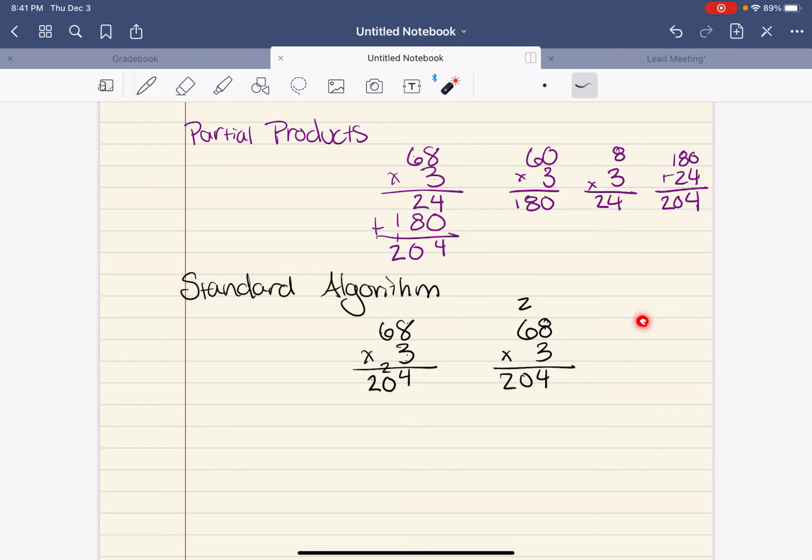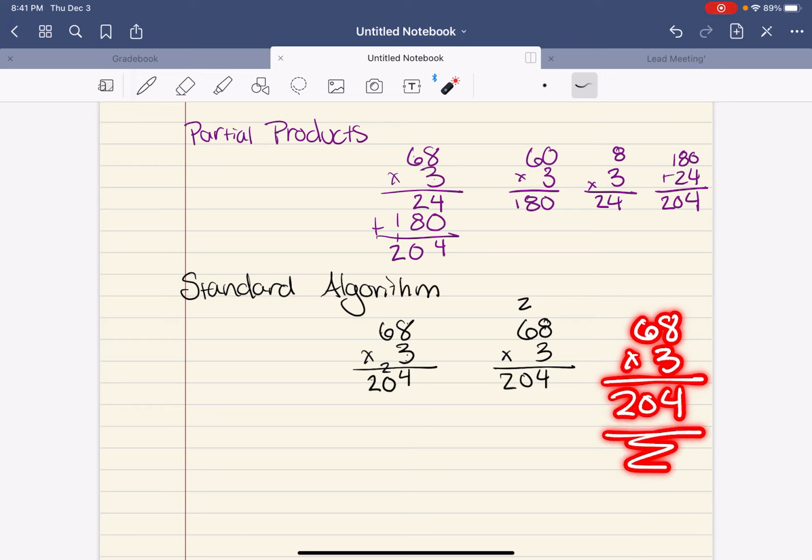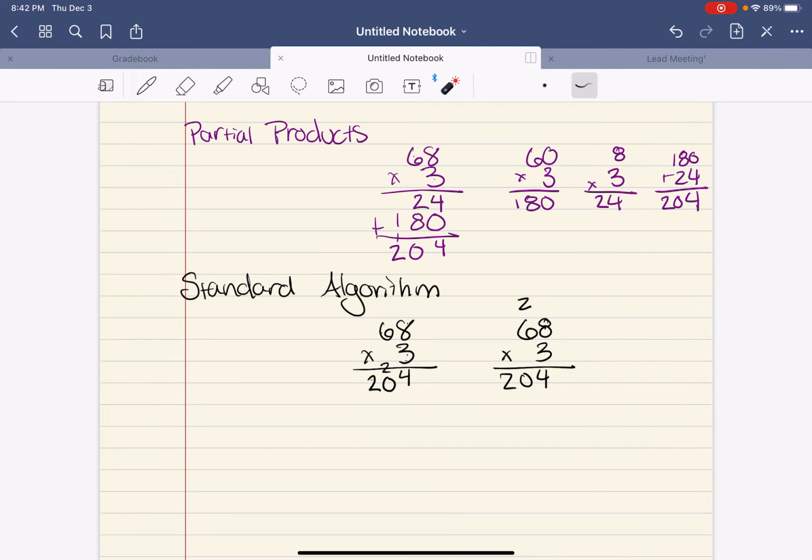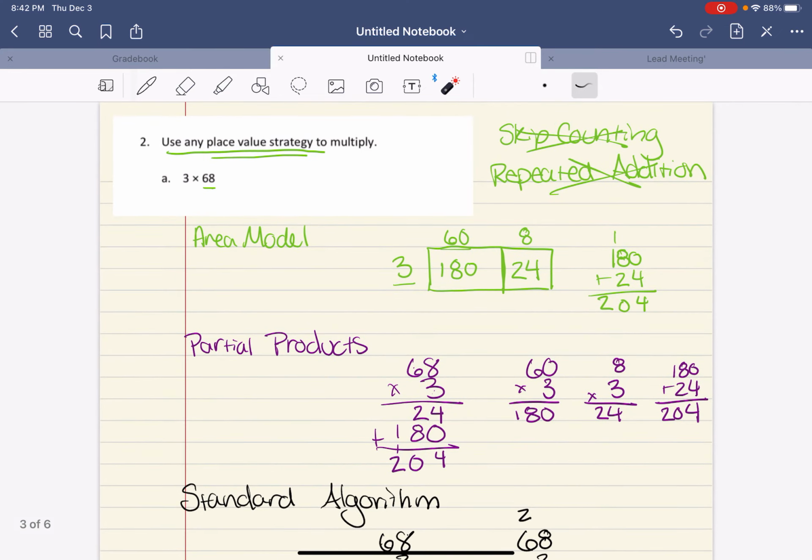Okay, if you just show me this, that is not going to count. That won't work for me. You're just writing the problem and writing the answer, and that's not showing your work, so that's not going to fly. Okay, so any of these would be okay for using place value strategy.